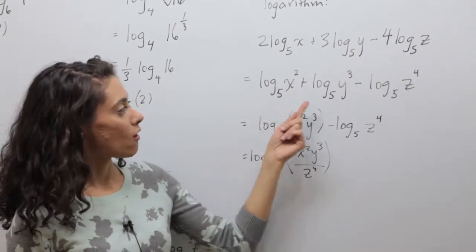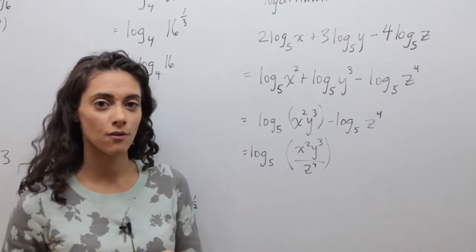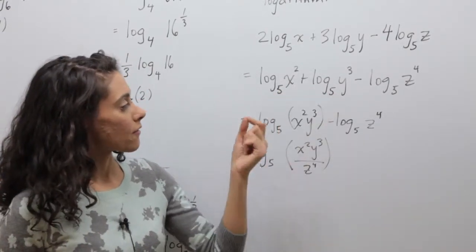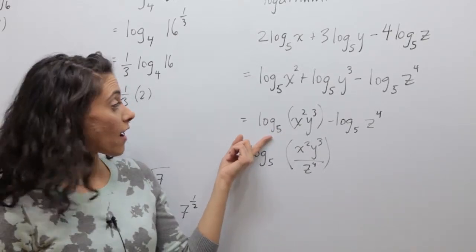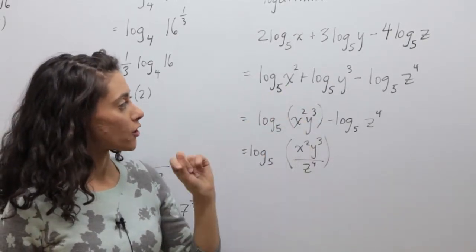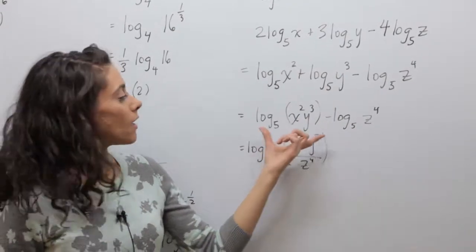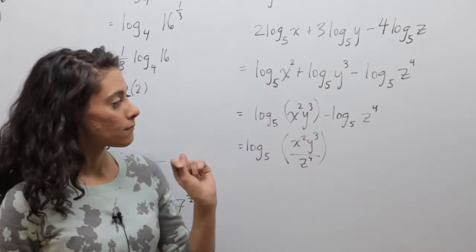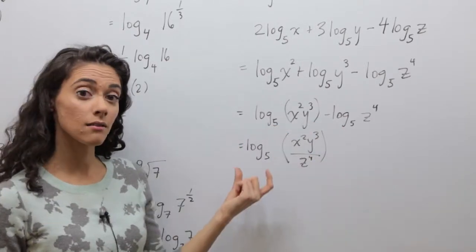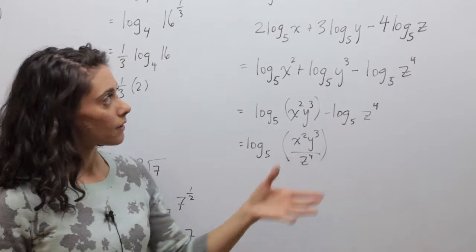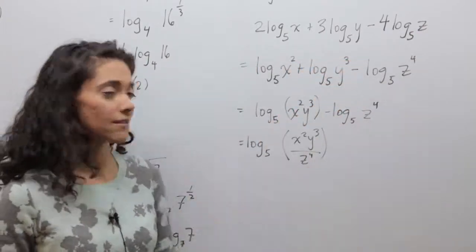Now I notice these all have a common base, which means I can use my first 2 laws. Here I'm adding, which means I can bring these together into a single logarithm of base 5, where I multiply the arguments, x squared times y cubed. And now I have to deal with this one. Again, common base and subtraction means I can rewrite this as a single logarithm, same base, this divided by this. I've turned one long expression into a slightly shorter one.